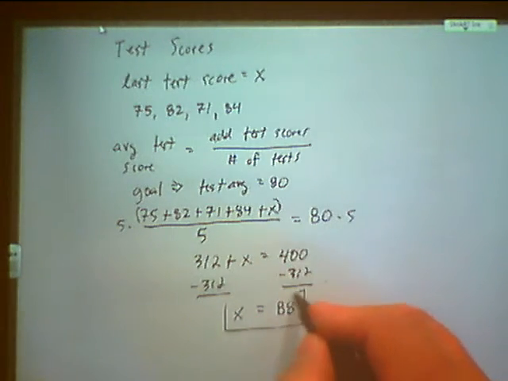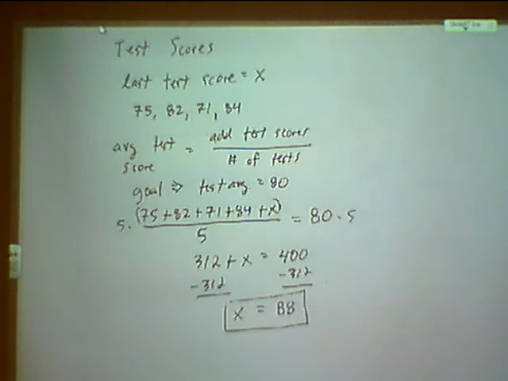So we're saying that to end up with an average of 80 after he takes his fifth test, he needs to get an 88 on that fifth test. So that's how you do the story problem when you're trying to calculate a test average.